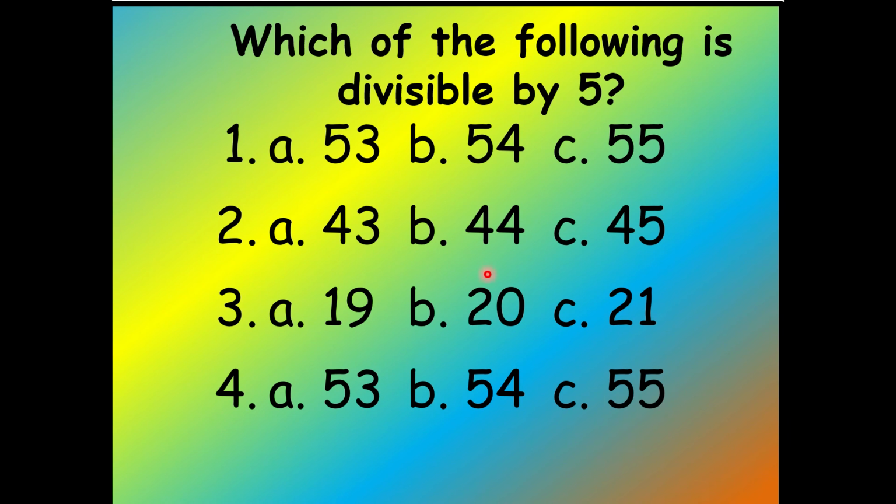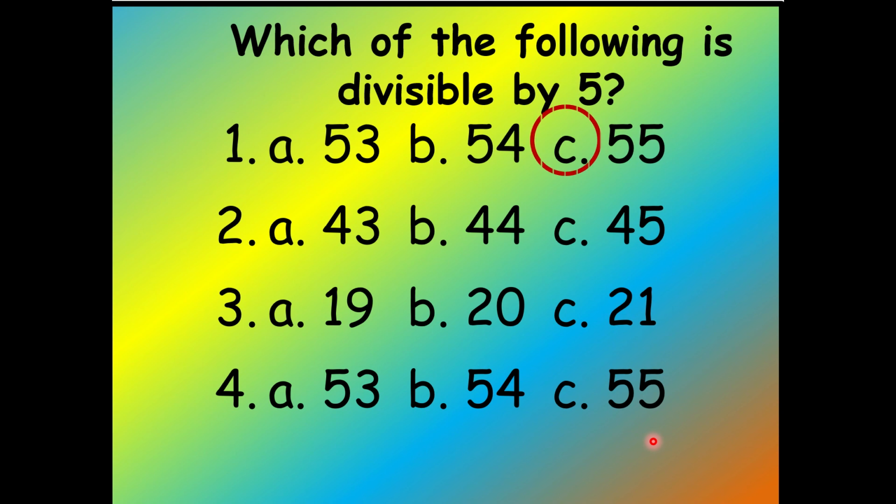Now, which of the following is divisible by 5? For number 1, is it A, 53, B, 54, C, 55? For number 2, is it A, 43, B, 44, C, 45? For number 3, is it A, 19, B, 20, C, 21? For number 4, is it A, 53, B, 54, C, 55? Have you answered them all?